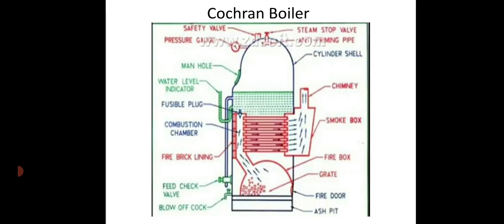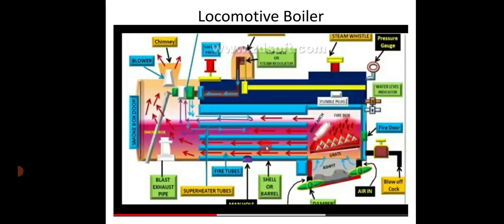This is the fire tube boiler. Another example of fire tube boiler is the locomotive boiler. It is a horizontal fire tube boiler. It is a mobile boiler, meaning it can be transferred from one place to another easily. It consists of a shell having 1.5 meter in diameter and 4 meter in length.